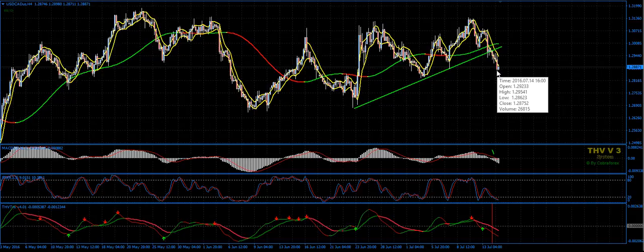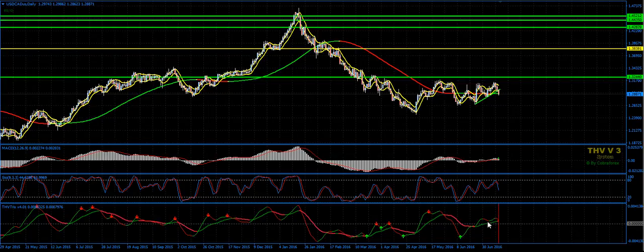So who knows how far this could go. This could actually go pretty far, because if you look at your daily, you get your THV both trying to cross down and turn red. So this actually has the ability to drop really far.